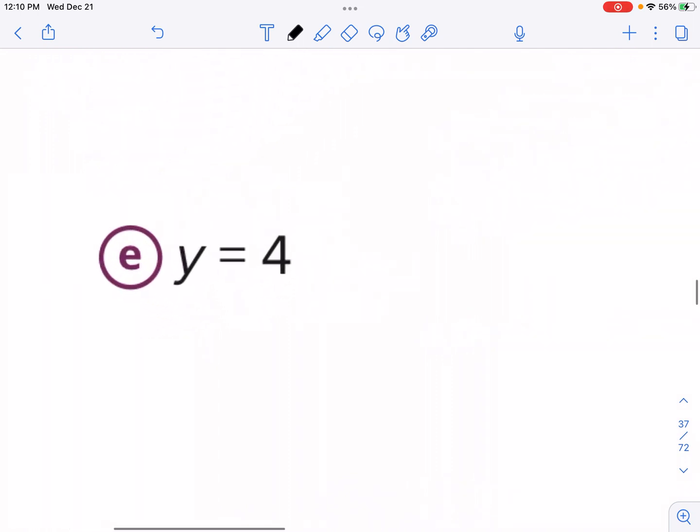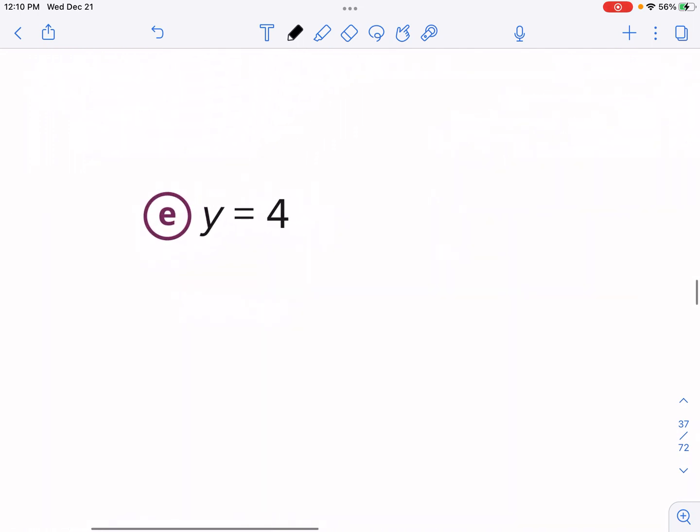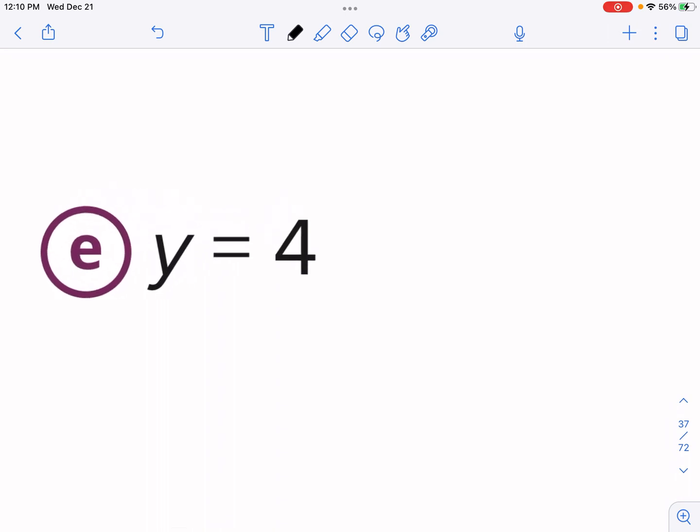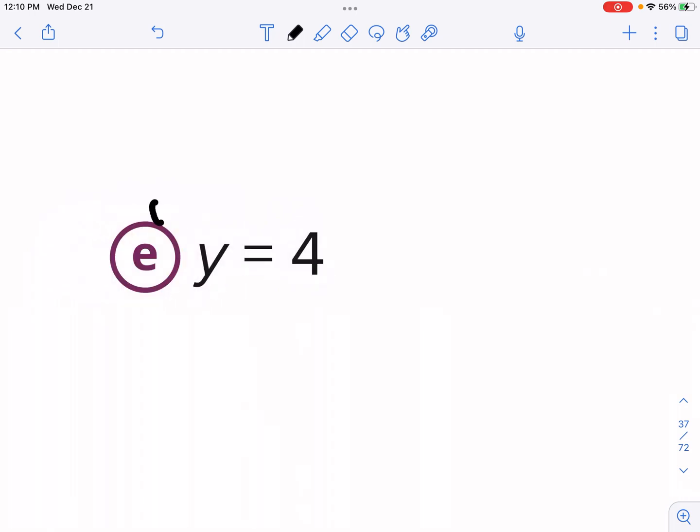E. Now, in order for us to determine whether an equation is a function, we plug in a value for x. But notice for this, we do not have an x value. What this does say, though, is y is equal to 4. The y represents the output. So what this rule says is, it doesn't matter what input you have, the output will always be 4.